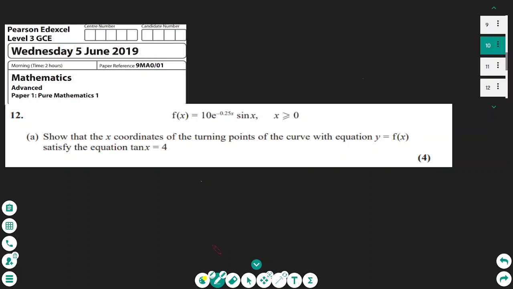Hello, this is an exercise from A-level mathematics, paper 1, and we are going to do exercise number 12 on the 2019 paper. This is the function f(x) = 10e^(-0.25x) sin x. The first part is to show that the x-coordinates of the turning points of the curve with equation y = f(x) satisfy the equation tan x = 4.